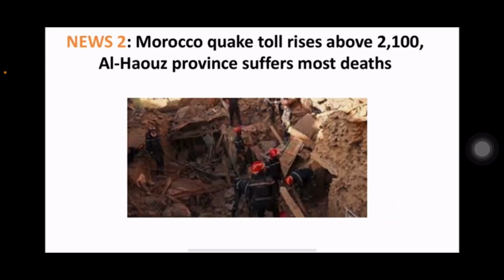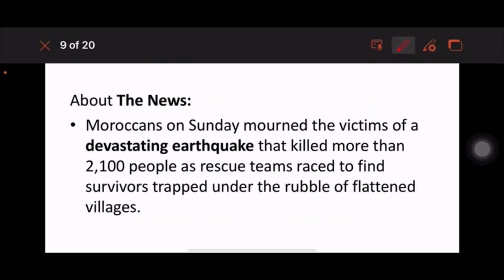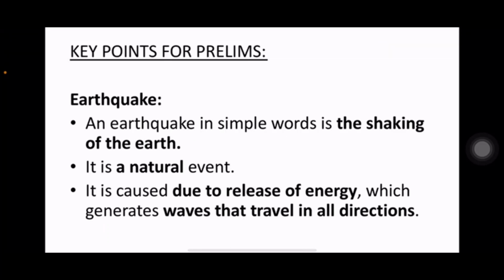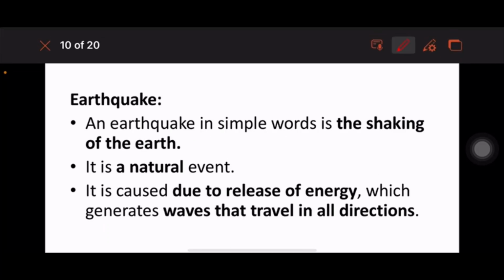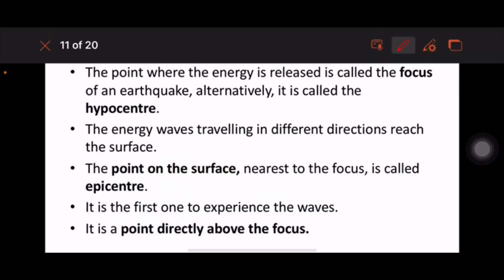Morocco quake toll rises above 2,100, and Al-Haouz province suffers the most deaths. Moroccans have mourned the victims of the devastating earthquake. An earthquake is actually shaking happening below the earth, which is a natural event, and it is caused due to the release of energy, which generates waves that travel in all directions. The point where the energy is released is called the focus, also called the hypocenter.